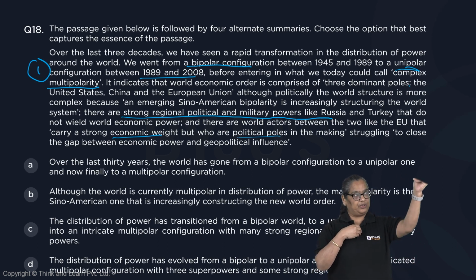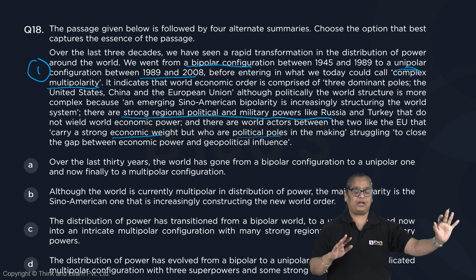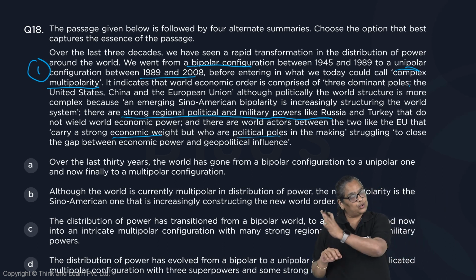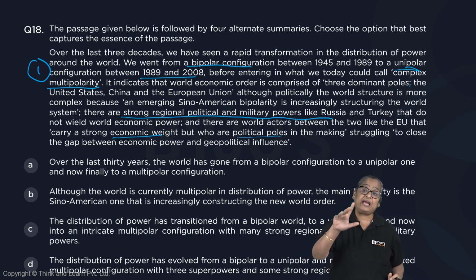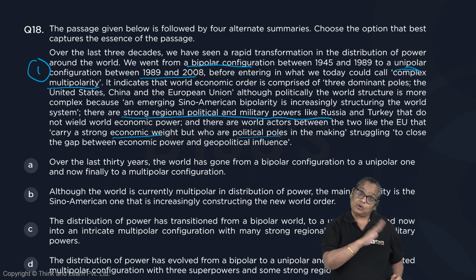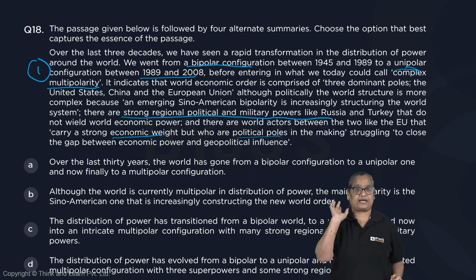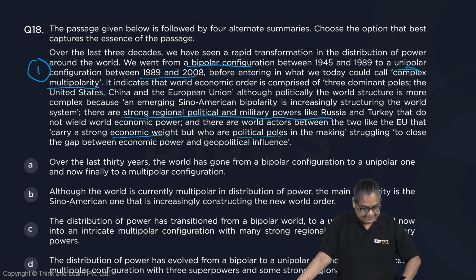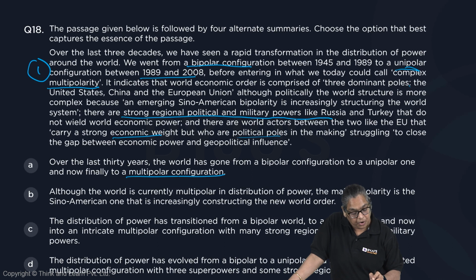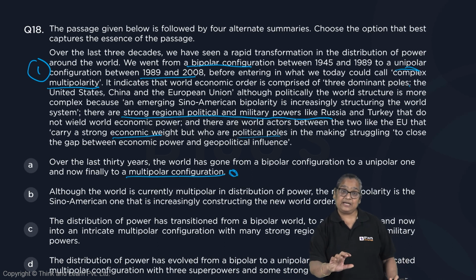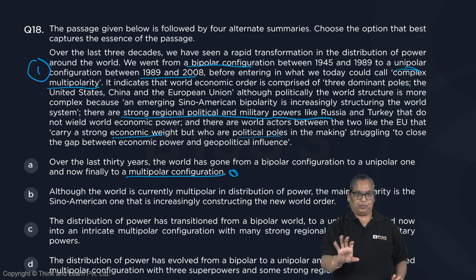So your correct summary will tell you the movement from bipolarity, unipolarity to a complex multipolarity, and also explain in some detail the structure of the present multipolarity. Which one explains that best without misrepresenting anything or missing out anything is our correct summary. Okay, let's see. Over the last 30 years, the world has gone from a bipolar configuration to a unipolar one and finally to a multipolar configuration. Good, but incomplete. It doesn't tell you the structure of the multipolar configuration.